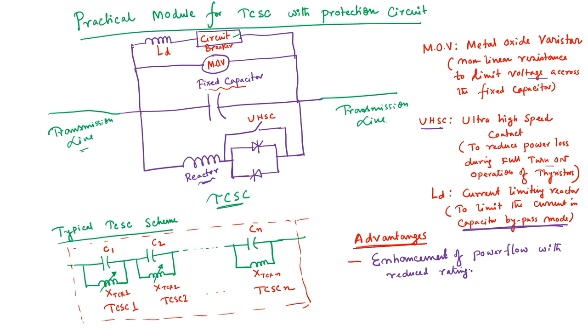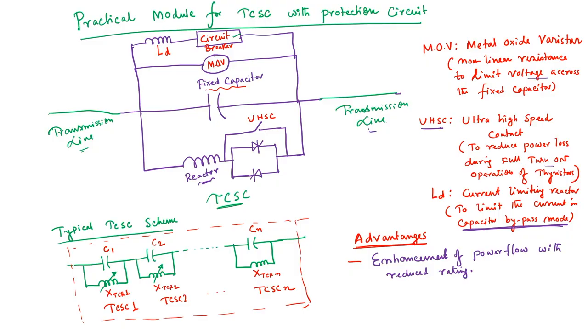Any student who has done the basic power system course can understand why it will increase the steady state power transmission capacity or power flow through a particular transmission line. You know that the power flow through a transmission line is inversely proportional to the reactance of the line. So, when you connect TCSC in series with the transmission line, it will reduce the reactance. And when this denominator is reduced, power flow will definitely increase. So, power flow is inversely proportional to x, the overall reactance of the transmission line, and TCSC can reduce the value of x. So, reducing x will increase P. This is very simple to understand.